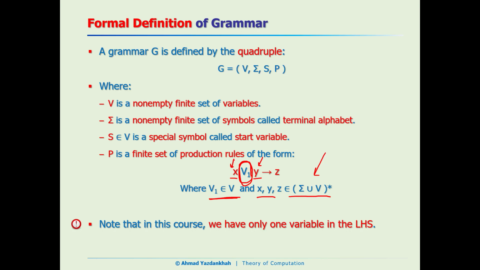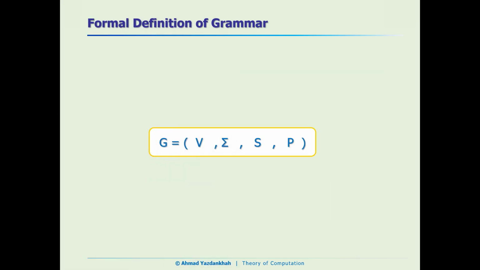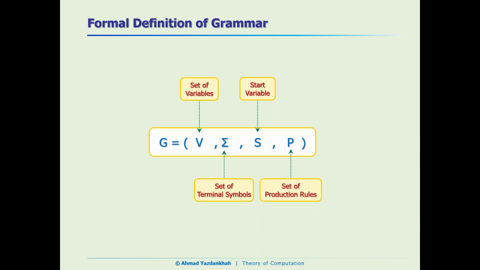The note here is that in this course, on the left-hand side, we always have only one variable, because putting this combination on the left-hand side would be too complicated for this course. That's beyond the scope of this course. One more time, on the left-hand side, in this course, we will have one and only one variable. So one more time, for refreshing: this is the set of variables, this is the alphabet or terminals, this is the starting variable, and this is the set of production rules.